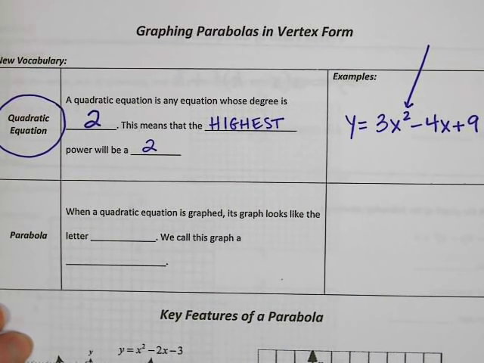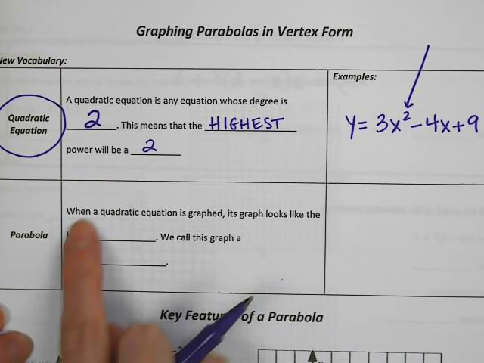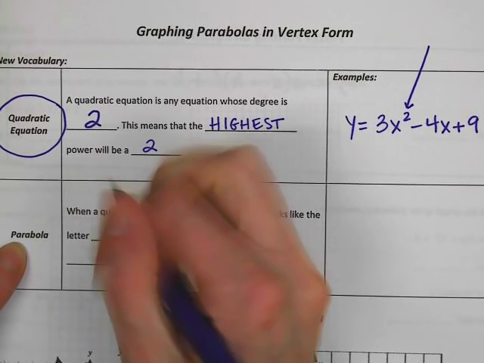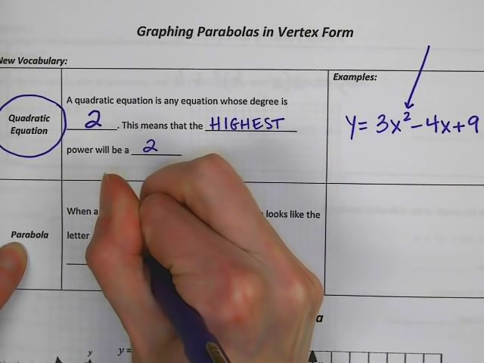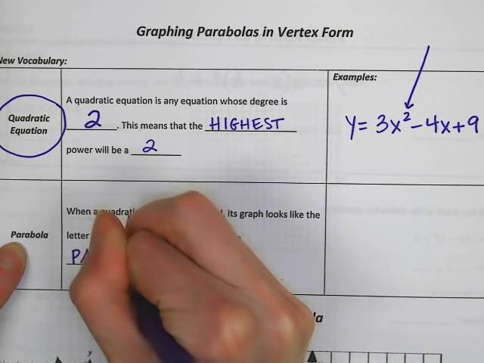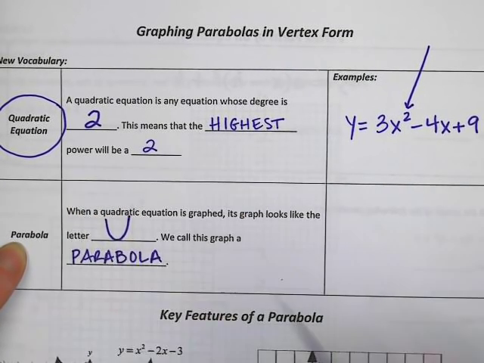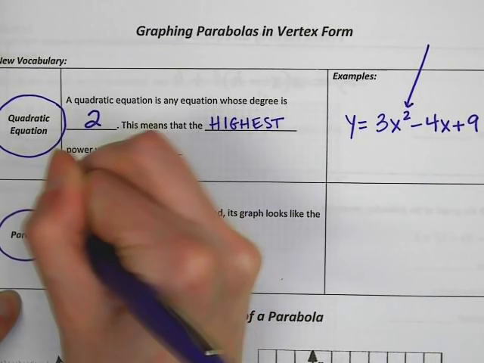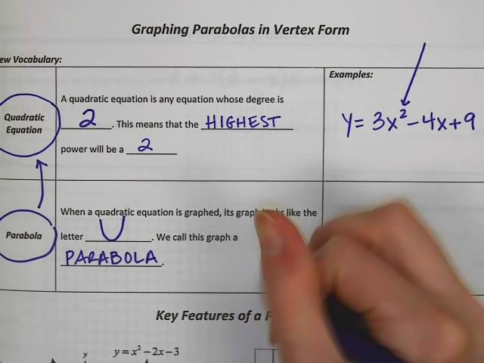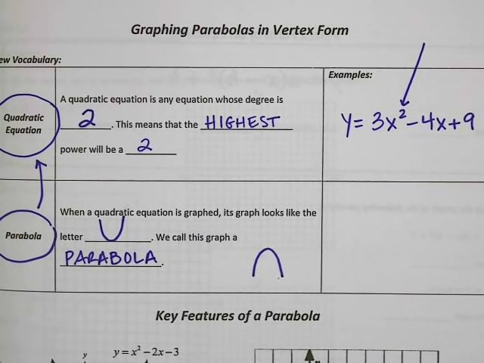Now, a parabola is just the graph. So when a quadratic equation is graphed, its graph looks like the letter U. And the word for that is a parabola. A parabola is the graph of a quadratic equation. It always looks like a U. Now, sometimes it's upside down, but it still looks like a U.